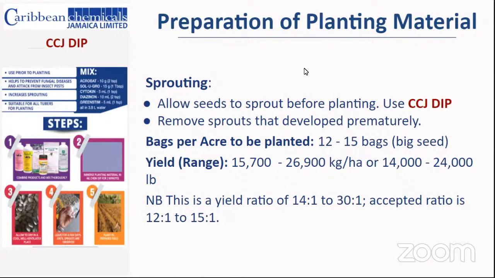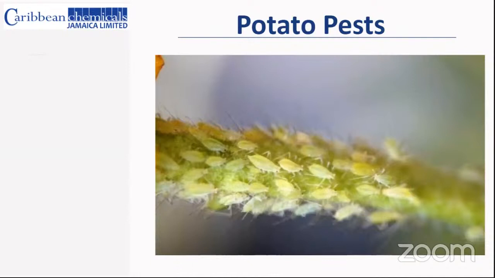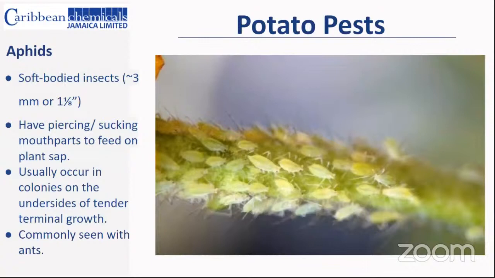All right, so we look at some of the pests of potato. And right here, what we see now are aphids. Aphids are relatively easy to control and very easy to see. They are soft body insects, just about an inch long at fully mature. What they do is pierce and suck the plant sap, and this will usually cause the plant to wither and wrinkle.